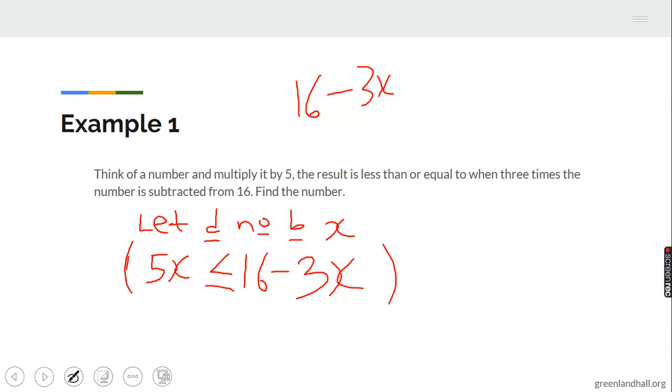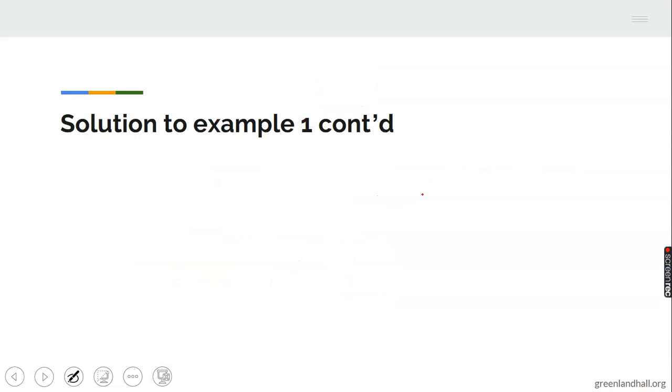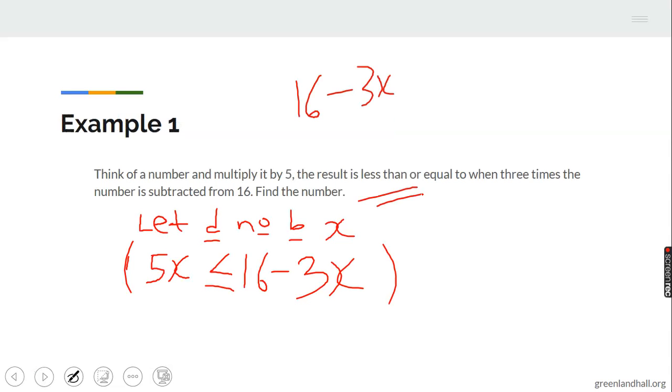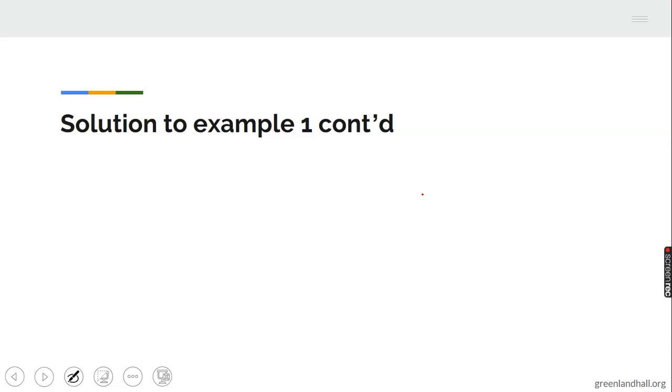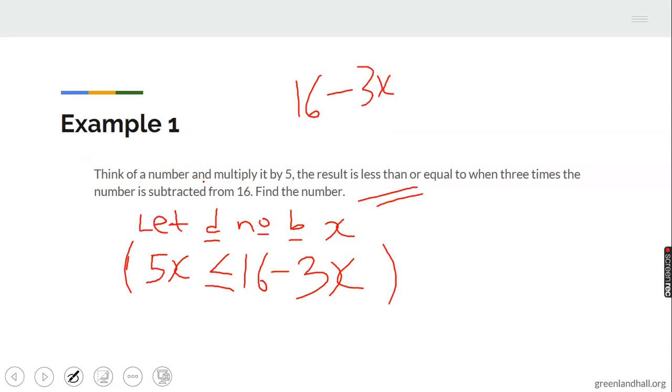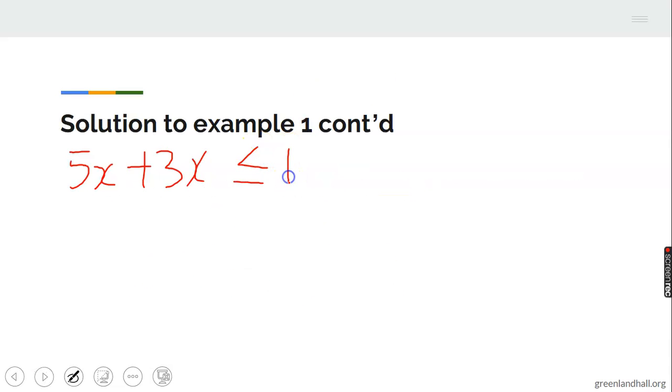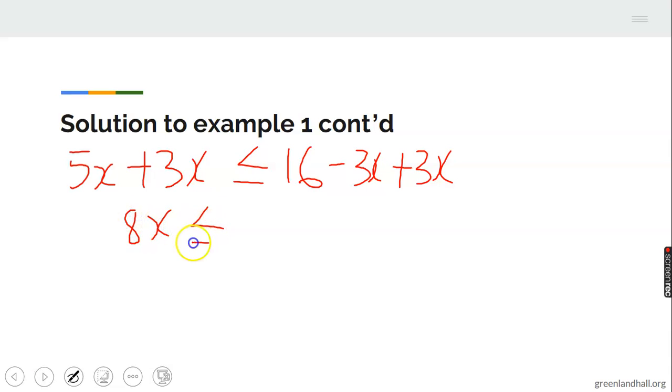You've been able to interpret from the word problem to the linear inequality form. Now, we have to solve this. Okay? So, let us add 3x to both sides. That will be 5x plus 3x, less than or equal to 16 minus 3x plus 3x. And this will give us 8x is less than or equal to 16. Divide both sides by 8. That means x is less than or equal to 2. That is the first example.